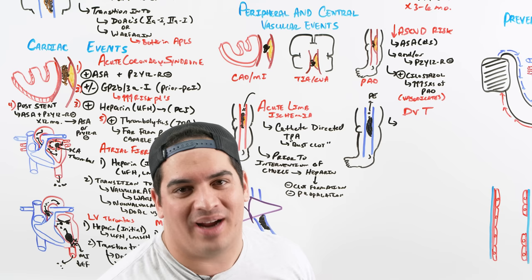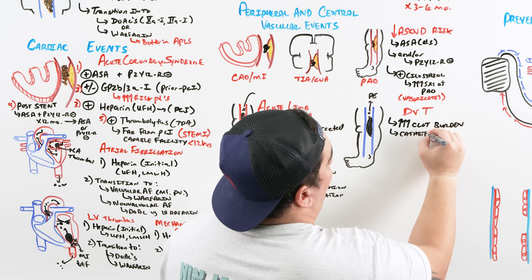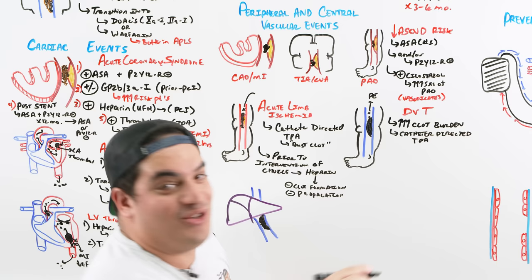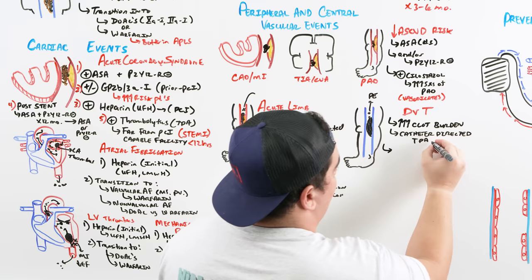You can do catheter-directed TPA. So if it's a very, very, very high clot burden and it's causing significant complications, you can do catheter-directed TPA. You can give TPA more directly into the clot so that you reduce the risk of systemic side effects like bleeding. But oftentimes, you can actually avoid this particular situation. Because again, this is going to clot bust. This is if you really need to bust that clot up as soon as possible.